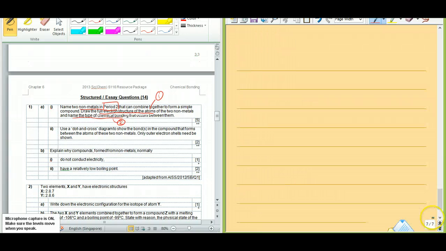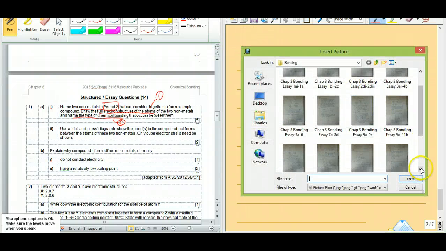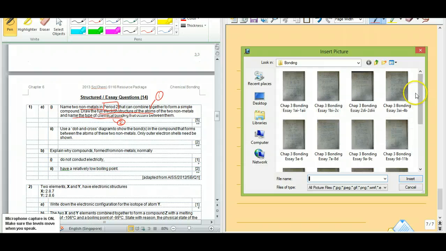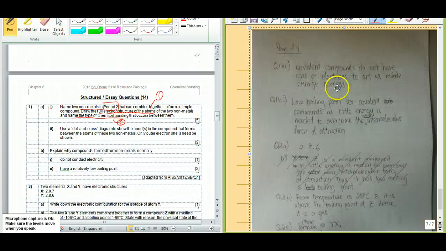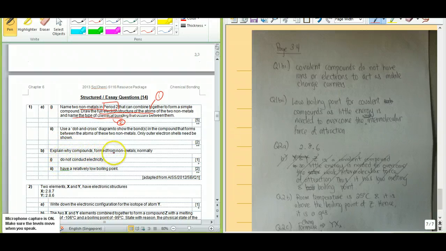Let me load up 1b part 1 and part 2. So let me find the picture here. Okay, so for 1b part 1, explain why compounds formed by non-metals normally do not conduct electricity. So in this case here, we're talking about covalent compounds. Okay, so always identify what type of compounds we're talking about. Is it ionic or covalent?